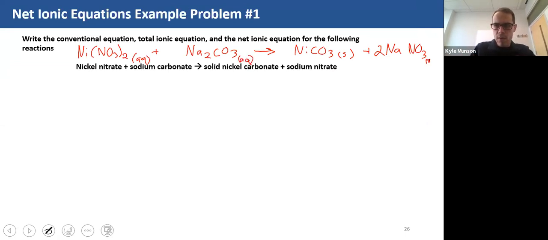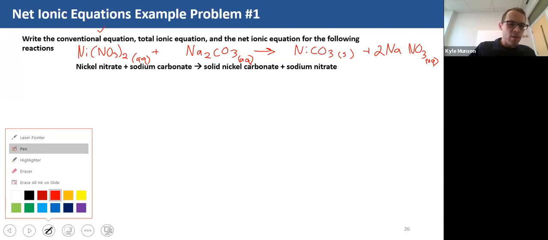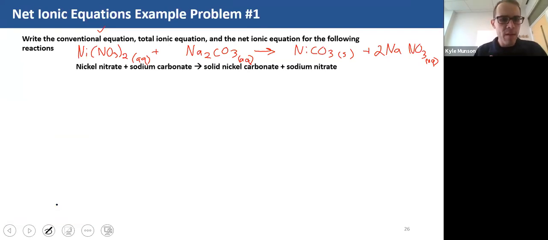And aqueous. Okay. So again, that's how you will use the chart. All right, so that's the conventional equation. Check. So now let's write the total ionic equation. So we're going to break these apart into their ions now, everything that's aqueous. We're going to leave everything that's solid together.